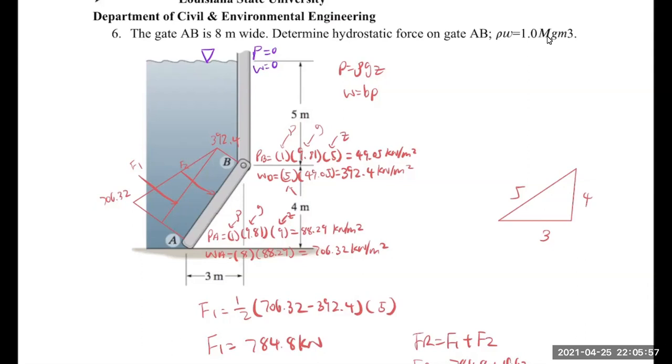this one is the width, which, because the question says gate AB is 8 meters wide, right here is 8 meters wide. And then multiply it by the pressure at A. So PA is 88.29. So I got WA is equal to 706.32 kilonewtons per meter squared.